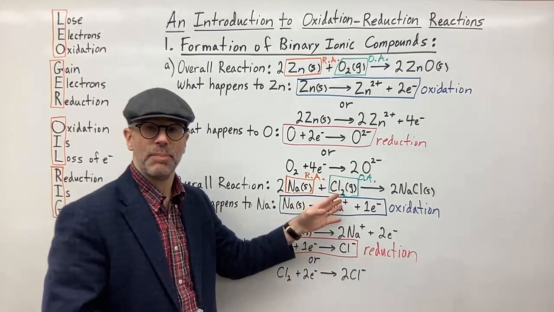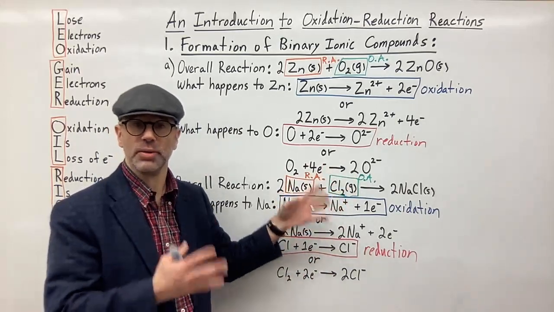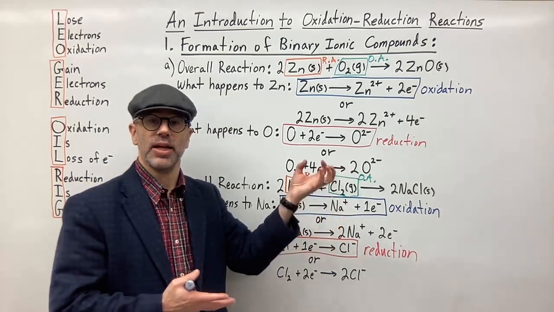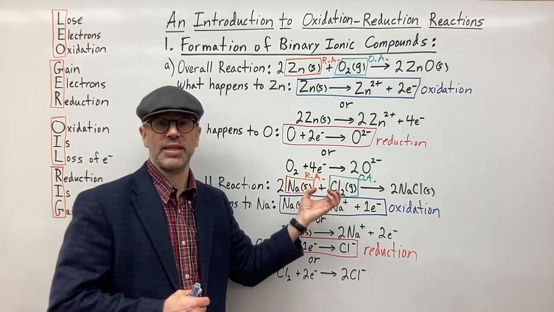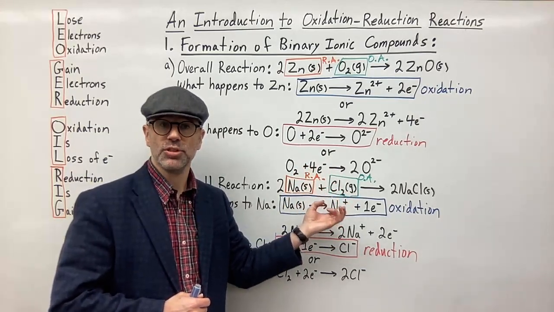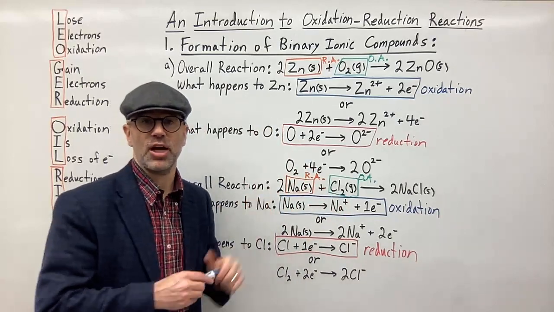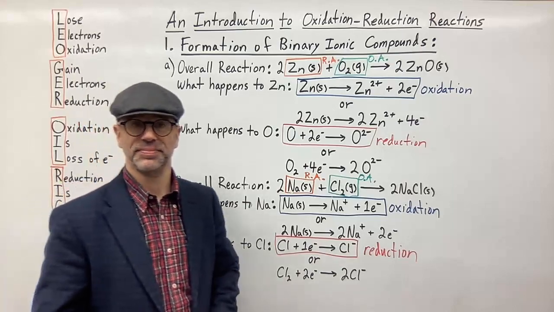If this was some sort of compound, like say H2O or something like that, then the whole compound would be the oxidizing agent, but it would be containing in itself an atom or an element that's being reduced. Okay, so this will be clear when I do the formation of the molecular compounds. So let's go ahead and get into that.